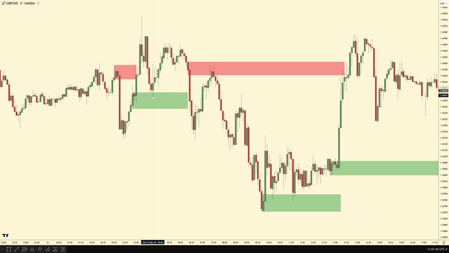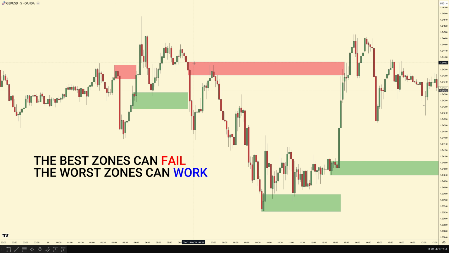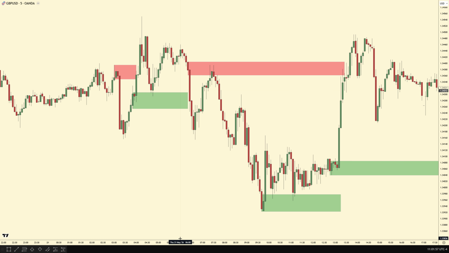So again, just a great lesson: these really good zones failed right here, and then the really mediocre demand zone worked, and then we had a great single candle basing as well. So the basing is easy to identify. The explosive move away can be a little bit tricky at times. Start with the more obvious ones, and then you can get into a little bit more detail as you go on.